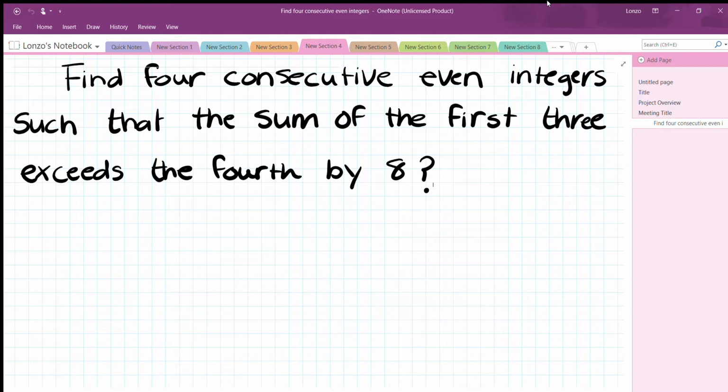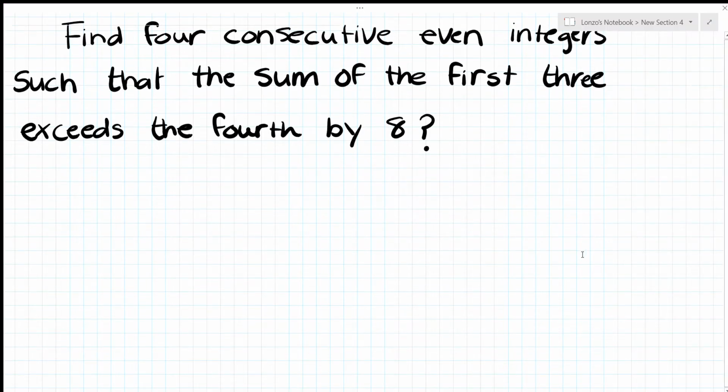It says, find four consecutive even integers such that the sum of the first three exceeds the fourth by 8. So this looks really weird. What we have to do is find, and how we solve this is reread it until we understand. Find four consecutive even integers, so even is like 2, 4, 6, such that the sum of the first three exceeds the fourth by 8.